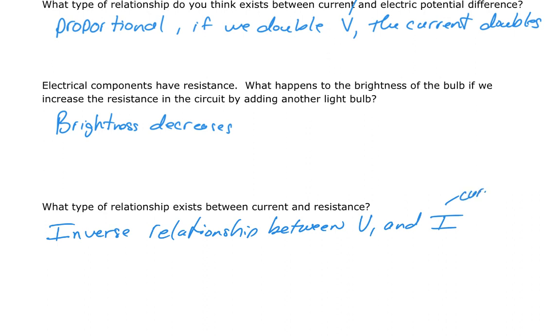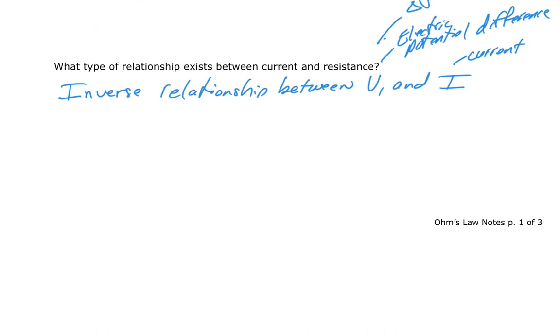Current is just represented with I, and electric potential difference is still represented with a V. Sometimes in your reading, you'll see delta V for electric potential difference. I'll usually just use V, but you might see delta V as well, okay? Now, what does this mean? Let's get to an equation.